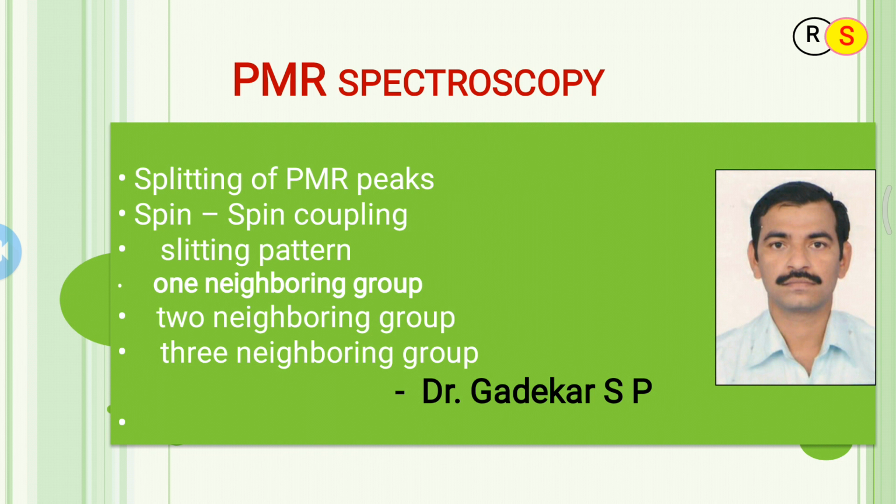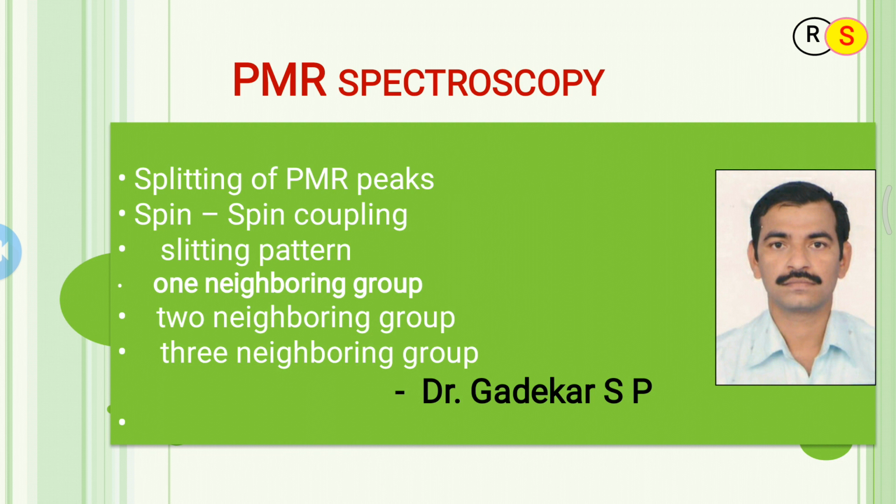Today we are discussing PMR spectroscopy. In this lecture we discuss splitting of PMR peaks, spin-spin coupling, and splitting patterns for one neighboring group, two neighboring groups, and three neighboring groups, where we get different splitting patterns. In the last lecture yesterday, we discussed peak position, shielding and deshielding.